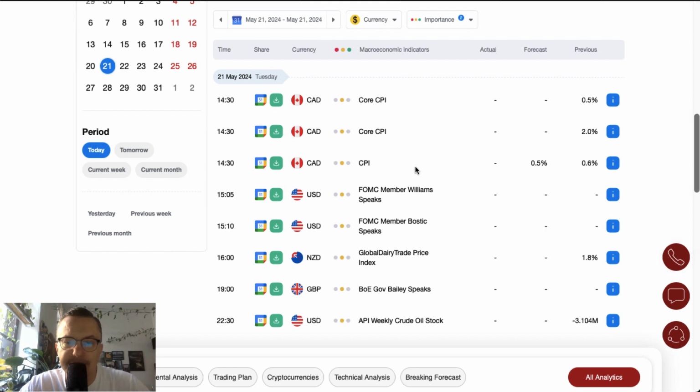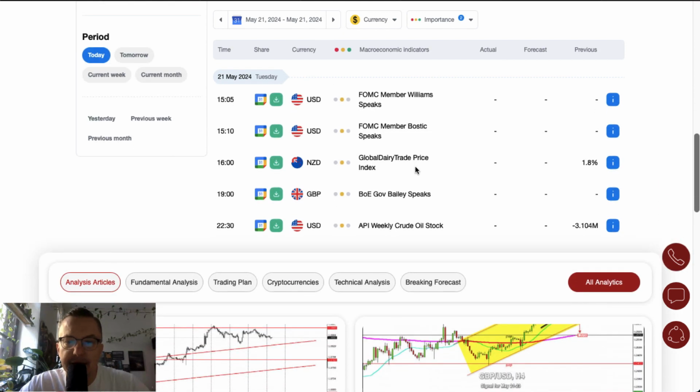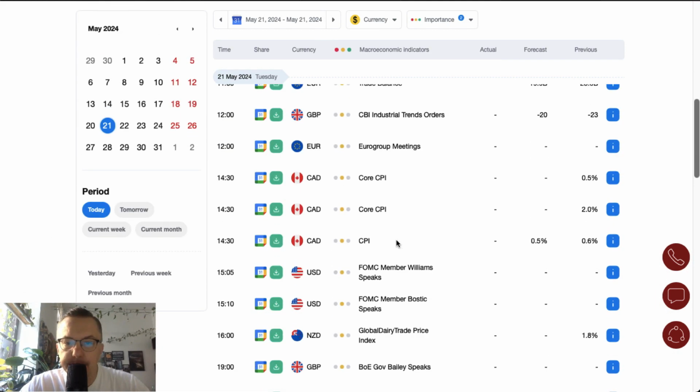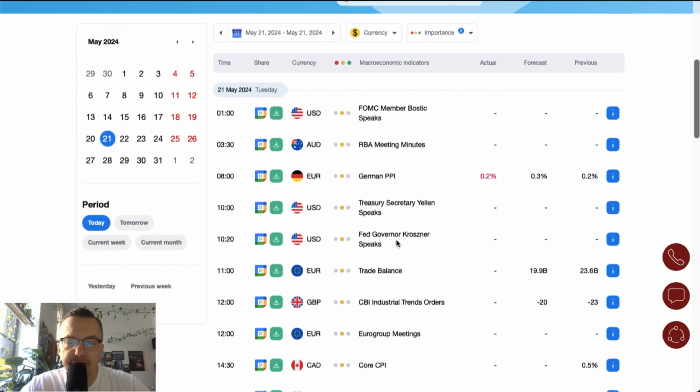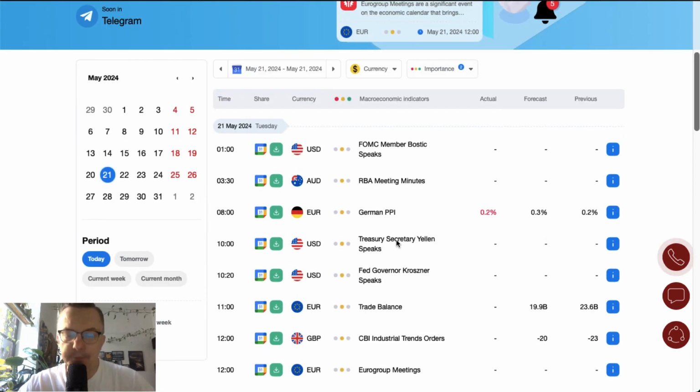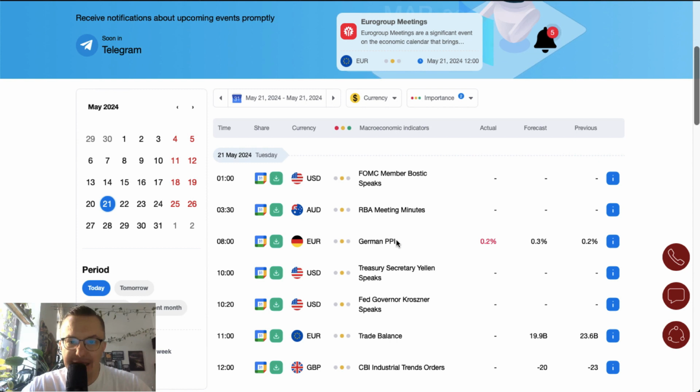Data from Canada, core CPI and CPI data, are expected to be released at 2:30. Then we got the speeches from the FOMC members Williams and Bostic. At 4 o'clock, there's a scheduled release of the Global Daily Price Index from New Zealand. At 7 o'clock, Governor Bailey from the Bank of England will give a speech. And at 10:30, we got the API weekly crude oil stock data. So, pretty busy day. Some data from Canada are scheduled for release, which might be very interesting. So let's start with the technical review.